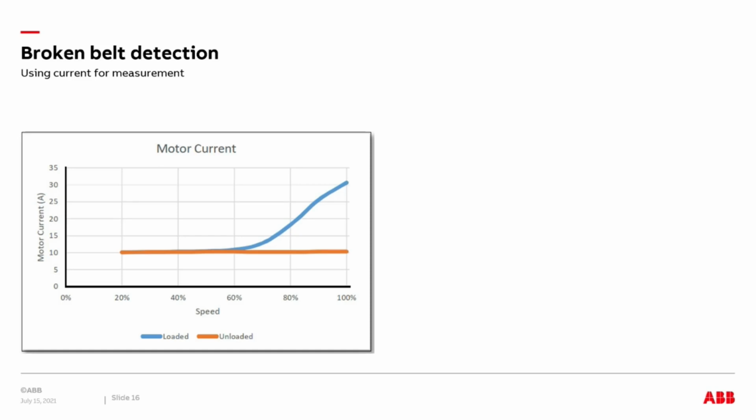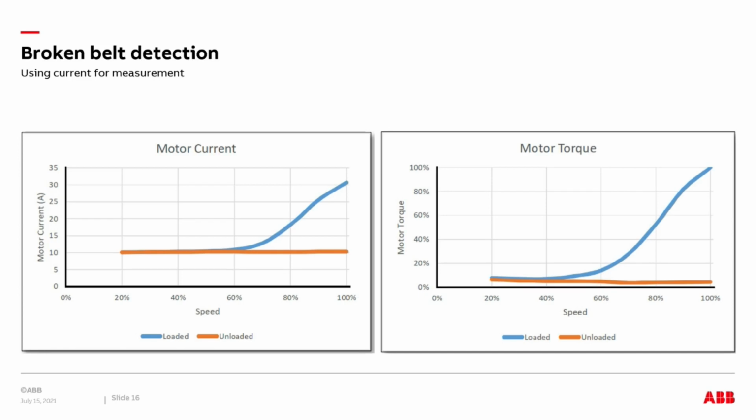I want to show you guys another graph. In comparison, the second graph shows how monitoring torque provides a greater difference between loaded and no load situations. Using torque as the basis for measurement makes detecting loss of load reliable down to at least 50% of the motor speed. This earlier and bigger difference between the blue and orange lines means that sensing torque and not current results in a more reliable and faster broken belt indication.